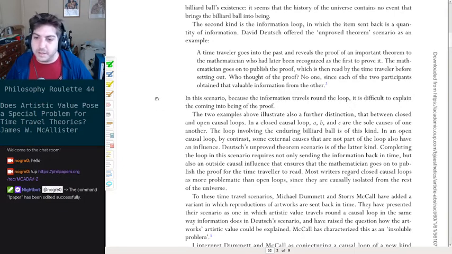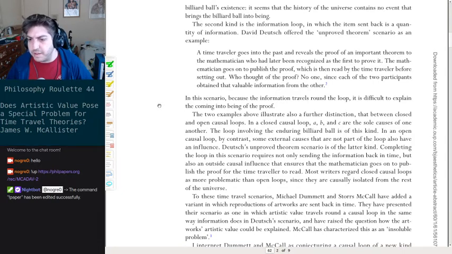It's difficult to explain the coming into being of the proof. The two examples above also illustrate a further distinction, that between closed and open causal loops. In a closed causal loop, A, B, and C are the sole causes of one another. The loop involving the enduring billiard ball is of this kind. In an open causal loop, by contrast, some external causes that are not part of the loop also have an influence.